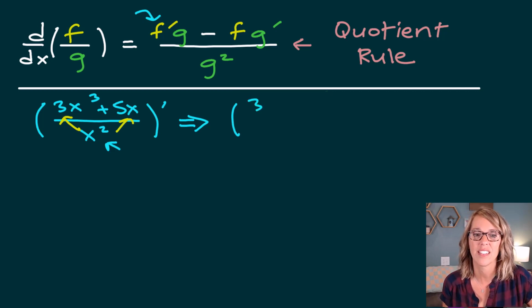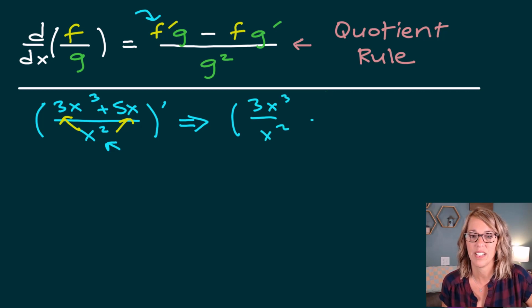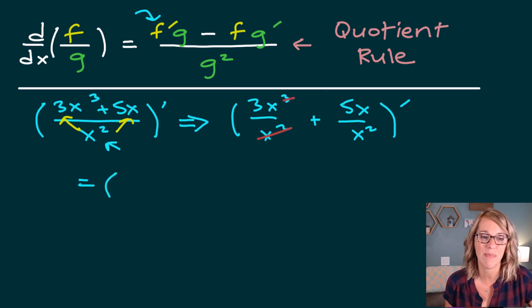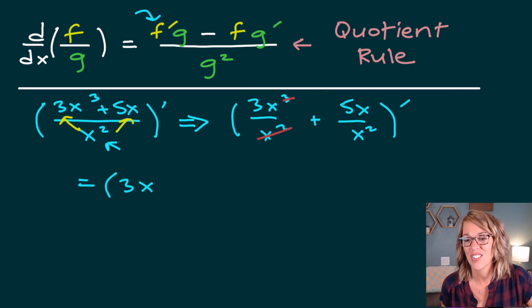So rewriting this, I get 3x cubed divided by x squared, bring that plus sign over, and then I have a 5x divided by x squared. Simplifying this, I can cancel the 2 x's in the denominator with 1 in the numerator. That's going to give me 3x. In the second term, I can cancel the x in the numerator. That's going to leave me with a single x in the denominator.